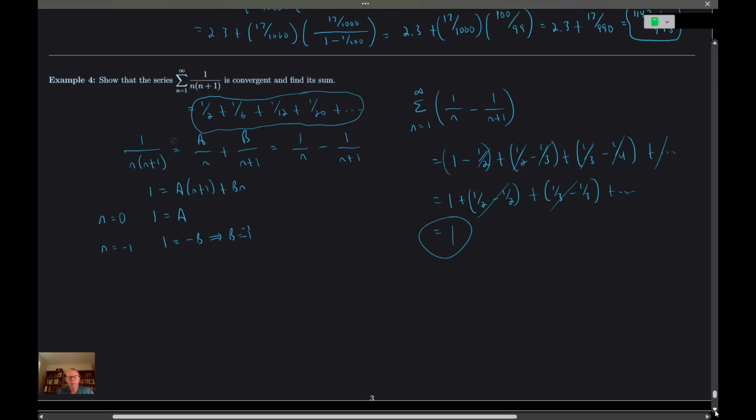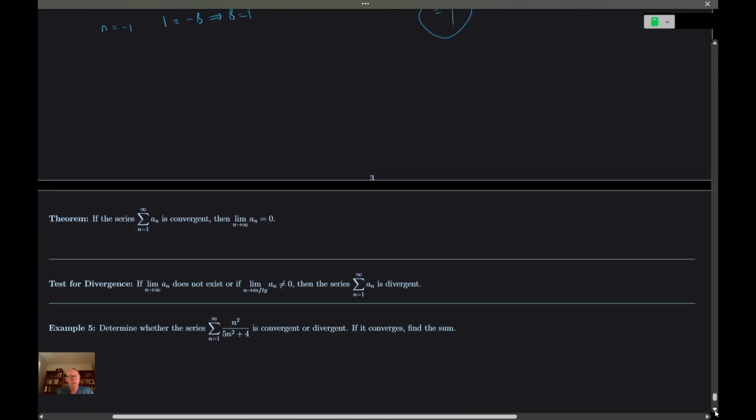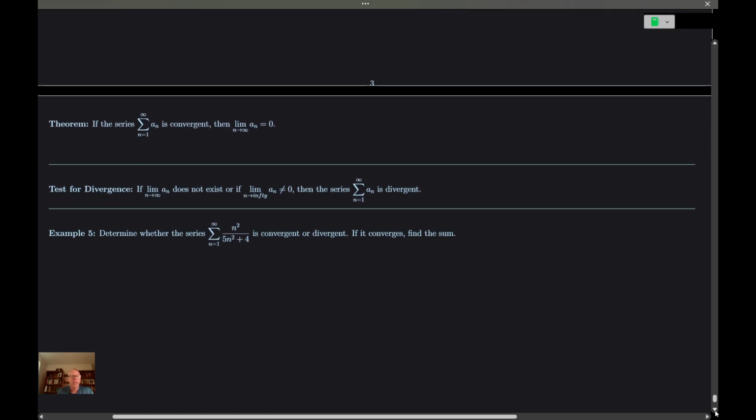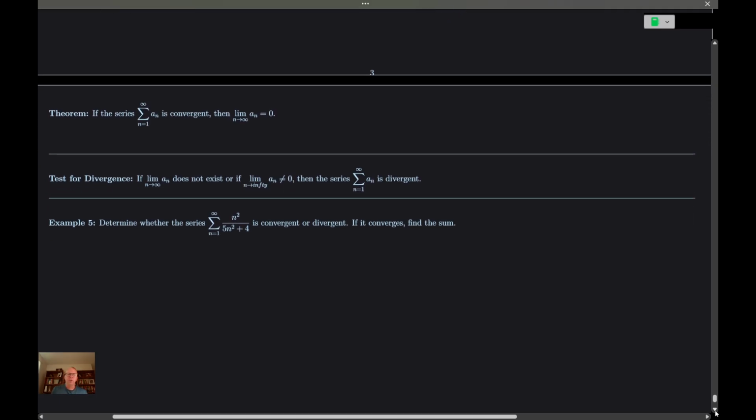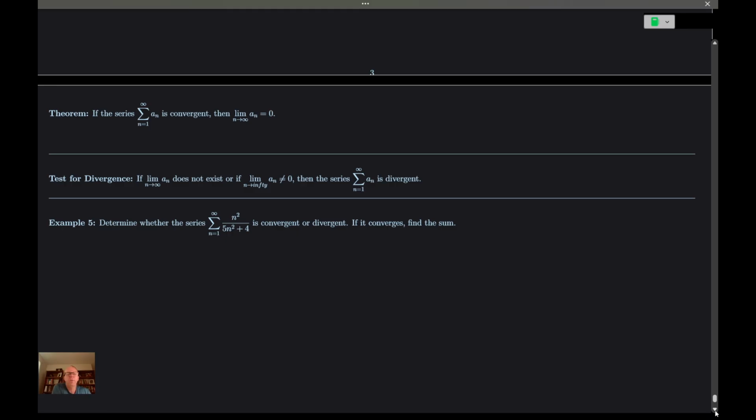Okay, and now let's look at a couple of theorems here. So how do you know if a series is going to diverge? If it's a geometric series and r is greater than 1, we automatically know it's going to diverge. We have this theorem here. If the series is convergent, then the limit as n approaches infinity of the terms goes to 0. So the terms will go to 0.